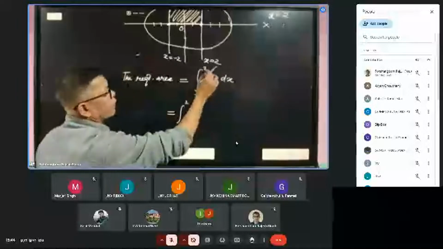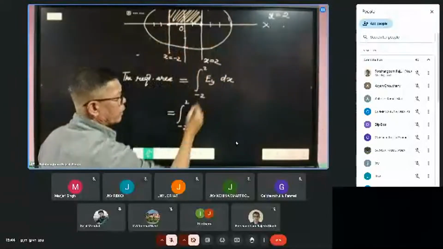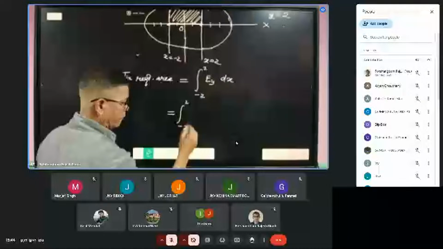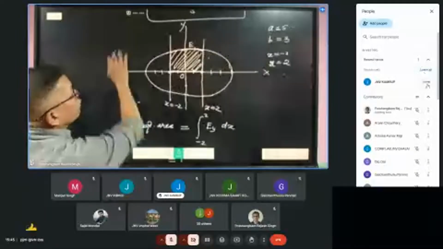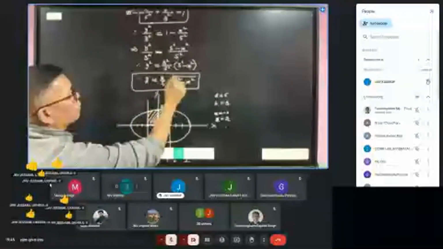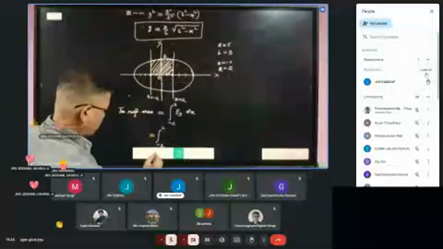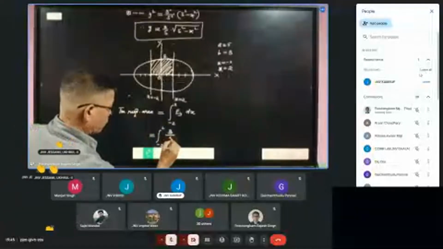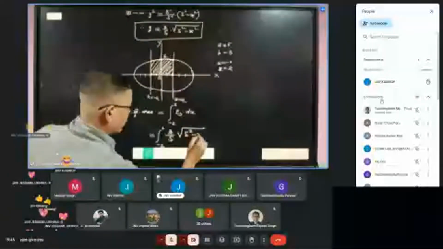The value of y was already obtained by us. That value of y will be put here. What was the value of y? The value of y, already found in advance, is this one: 3 by 5 root over 5 square minus x squared. That will be put here: 3 by 5 root over of 5 square minus x squared.